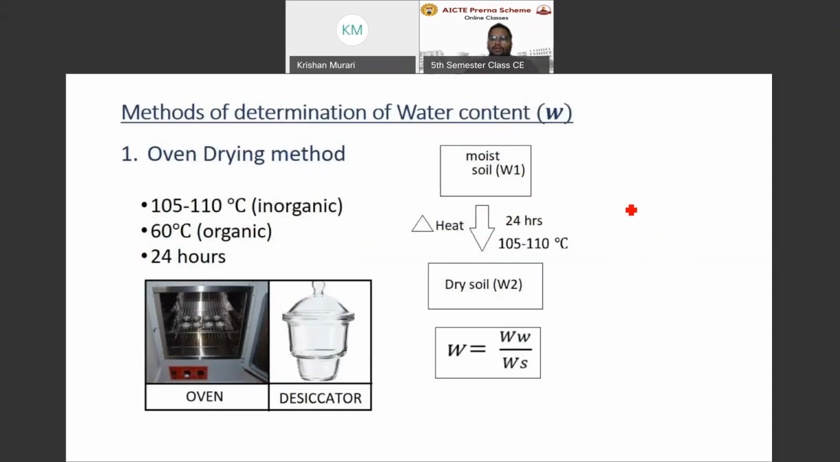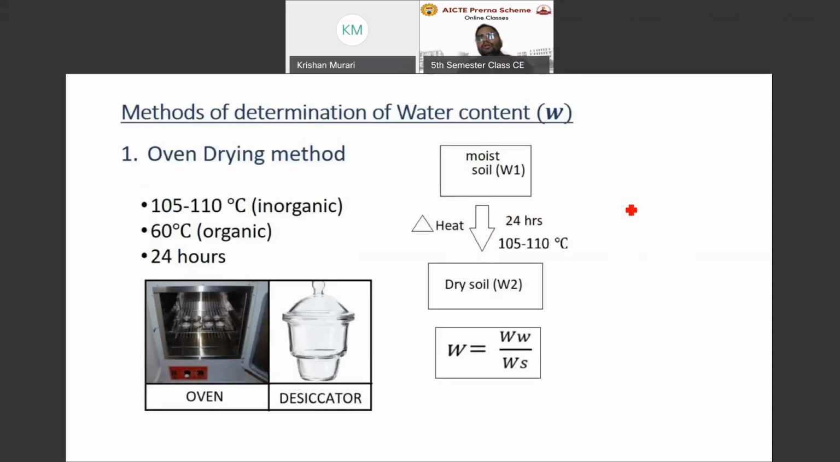Oven drying method. Firstly, two things are needed: first is the oven, second is the desiccator. The desiccator is used to put the soil in, and after that we put it in the oven. If you want to know the water content, you have a simple process to follow. Firstly, you take some moist soil and weigh it.